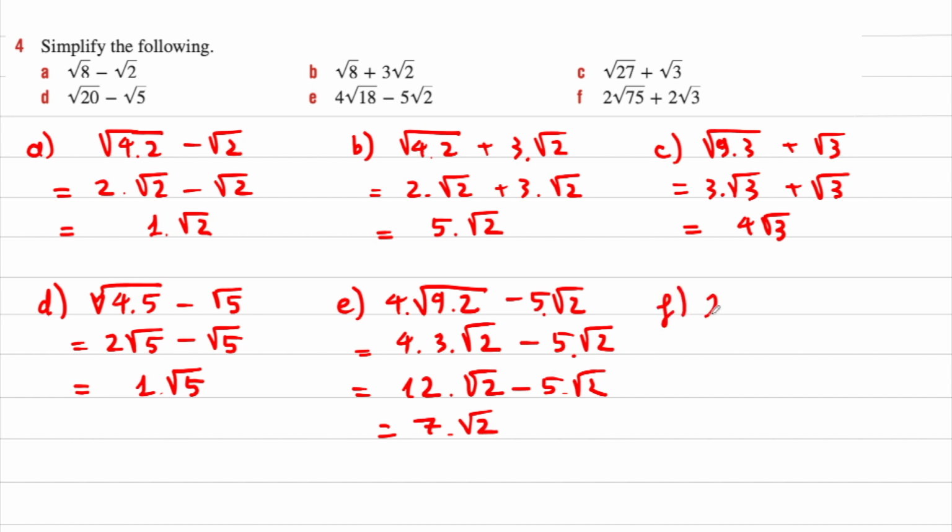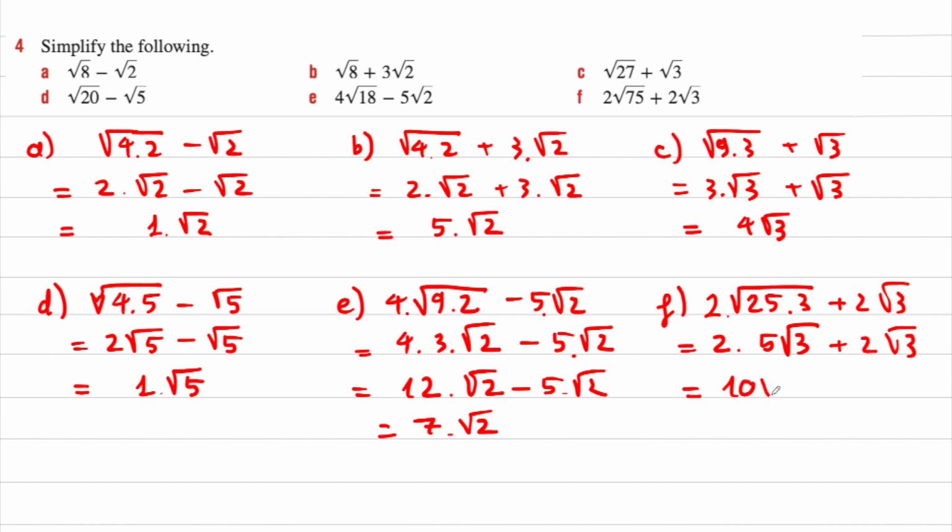Question F. 75 is 25 times 3 plus 2 times square root 3. And 2 and 5 and 3. 5 square root 3 plus 2 square root 3. And now you get 10 square root 3 plus 2 square root 3. And then you get 12 times square root 3.